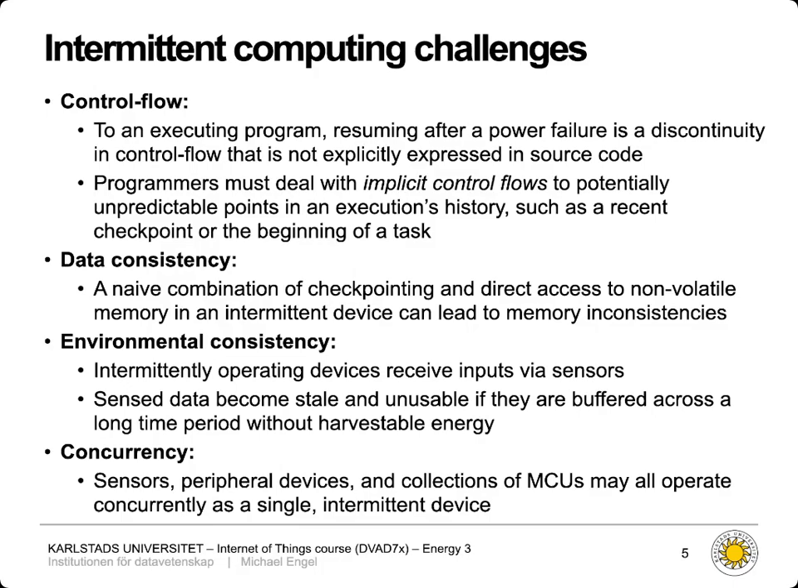So this is a bit like an interrupt where we also have to save state and restore it. But it's even worse because we don't have the power maybe to save state. So for control flow, IoT programmers must deal with implicit control flows to possibly unpredictable points in the execution history of a program.